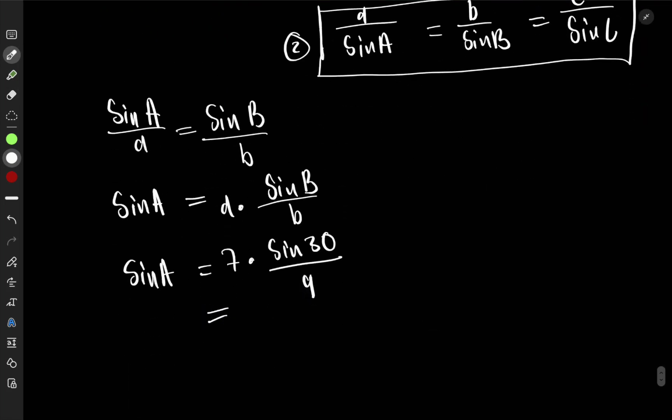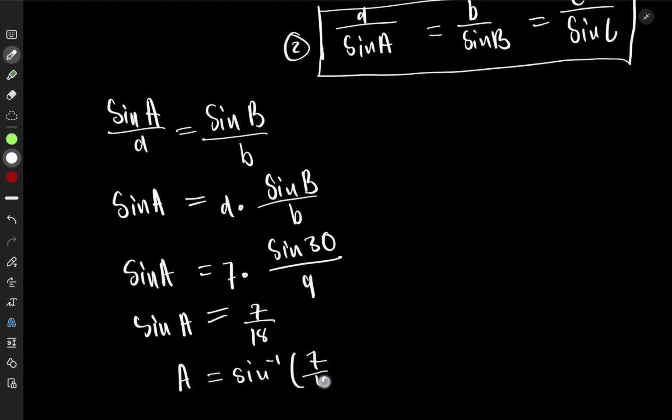So this becomes sine 30, you get a half, times 7. You can put it in the calculator. In here, you are going to get 7 over 18. That is going to be your sine A. Now, is this the final solution? No, we want A, so we have to take sine to the other side. It becomes sine inverse of 7 over 18.